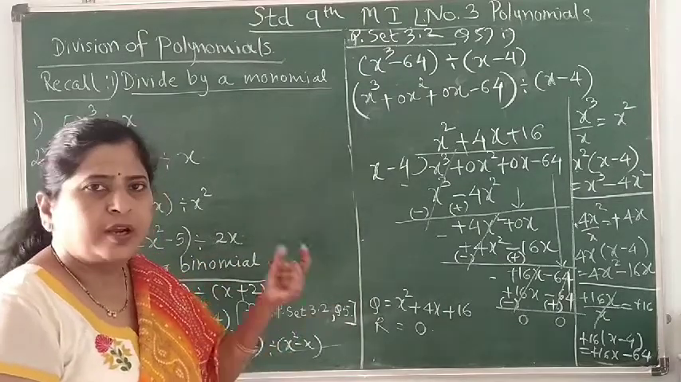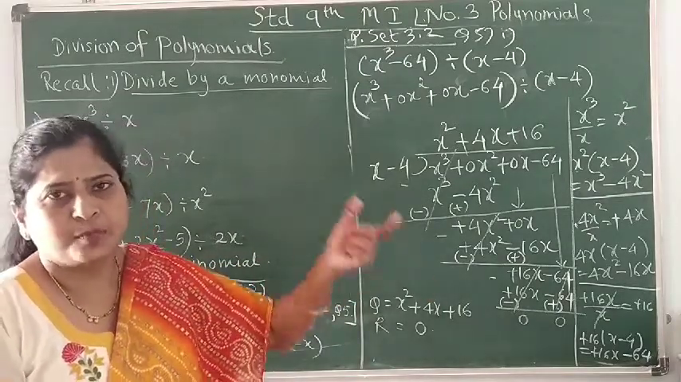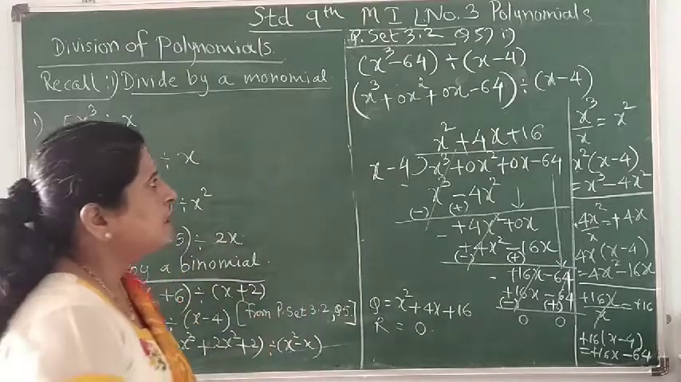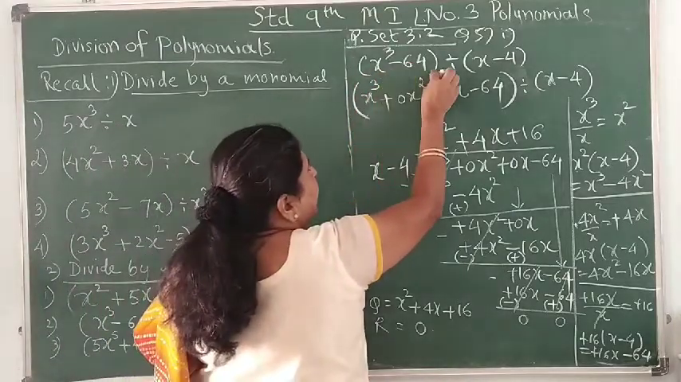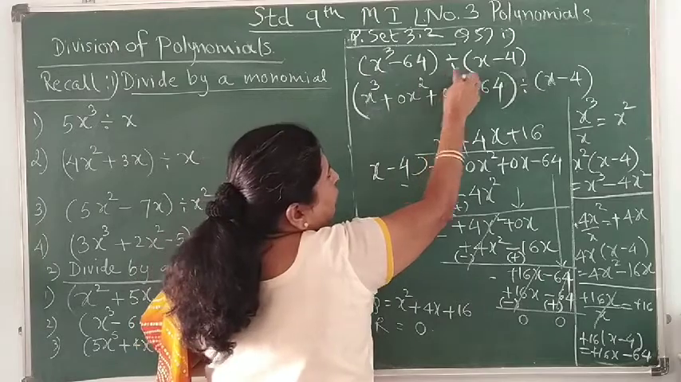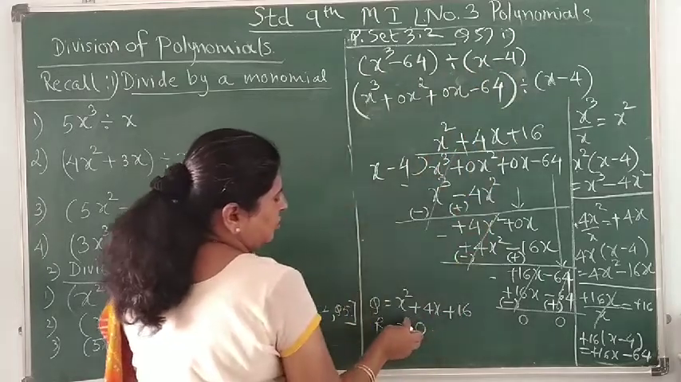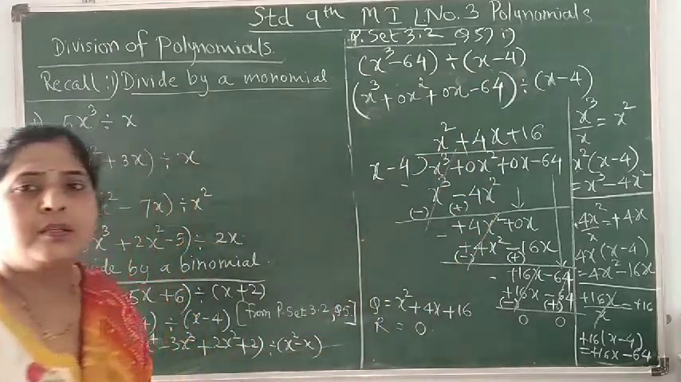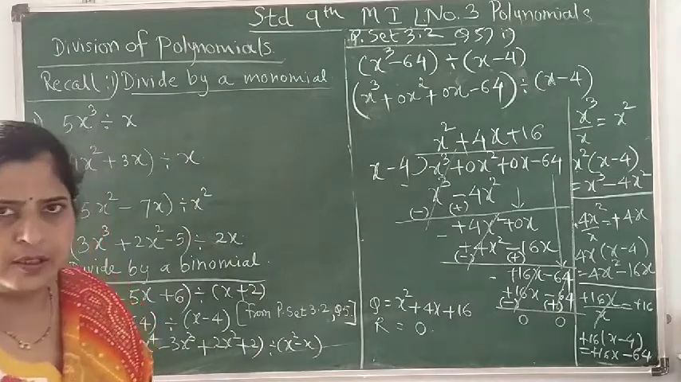If you want to write dividend is equal to divisor into quotient plus remainder as asked in the textbook, certainly you can write this bracket. This is equal to this divisor into this quotient plus remainder is 0. Okay, so you can write like this.